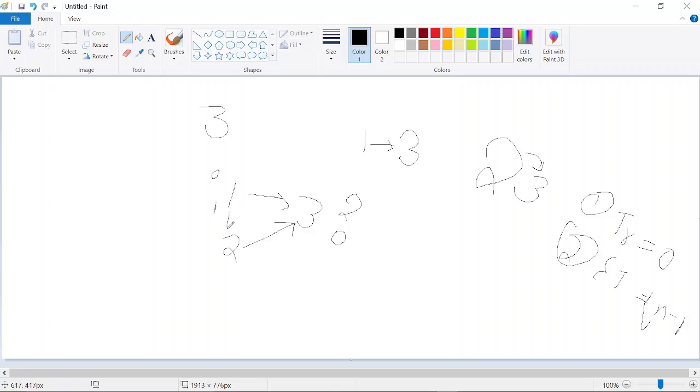If 1 is pointing towards 2, what will be the out degree of 1? It will be 1, because now it's pointing towards 2, right? Sorry, what will be the out degree of 2? If 2 is trusting 1, it means the in degree will be 1.